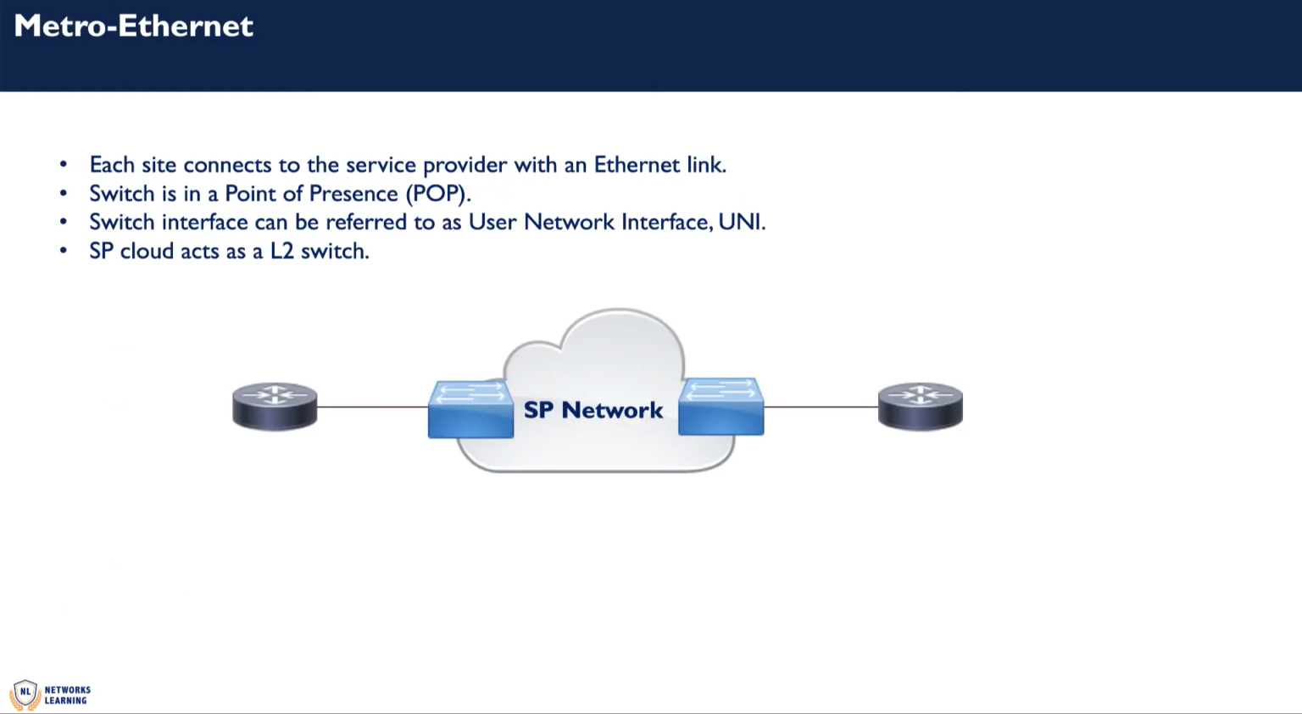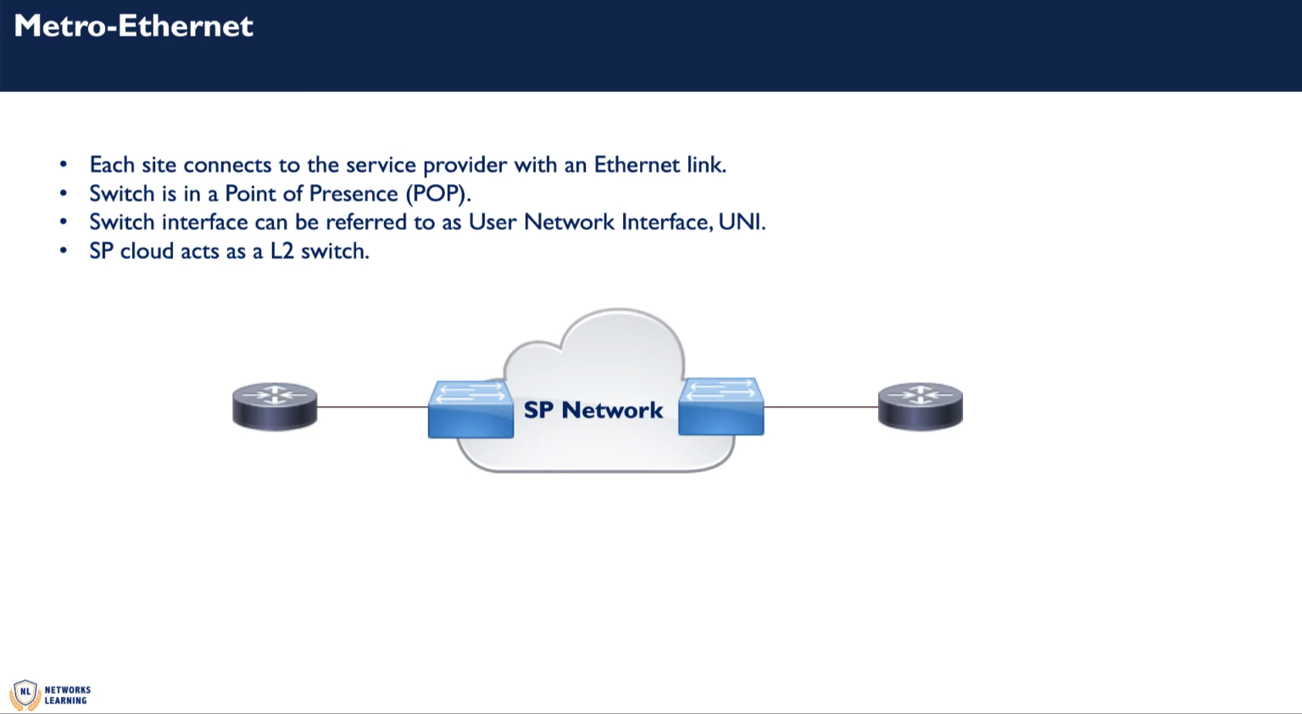Let's start looking at Metro Ethernet. For Metro Ethernet, each site connects to the service provider with an Ethernet link. So this is the technology used, Ethernet. The switch at the service provider is placed in a POP, point of presence. The switch interface can be referred to as a user network interface or UNI. And essentially the service provider's cloud acts as a big layer 2 switch.